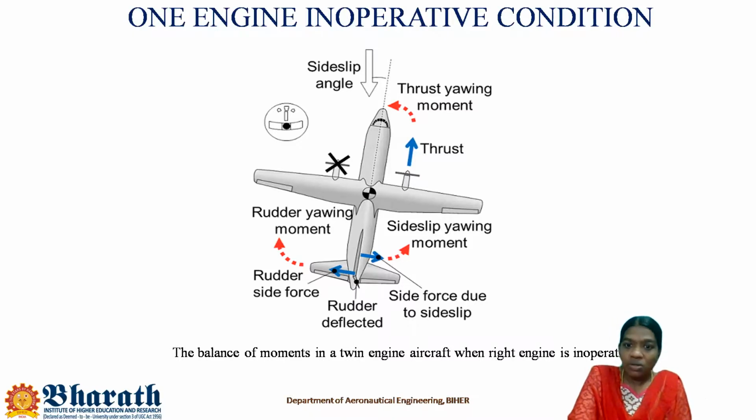So you see, as far as this diagram is concerned, the left engine is the failed one. So the right engine is working, and that's the reason why it is producing some thrust. Because of this asymmetric thrust, there is the possibility of a thrust yawing moment, and that moment will be towards the failed engine. So the aircraft will tend to change direction towards the failed engine, which means that it will deviate from the original flight path.